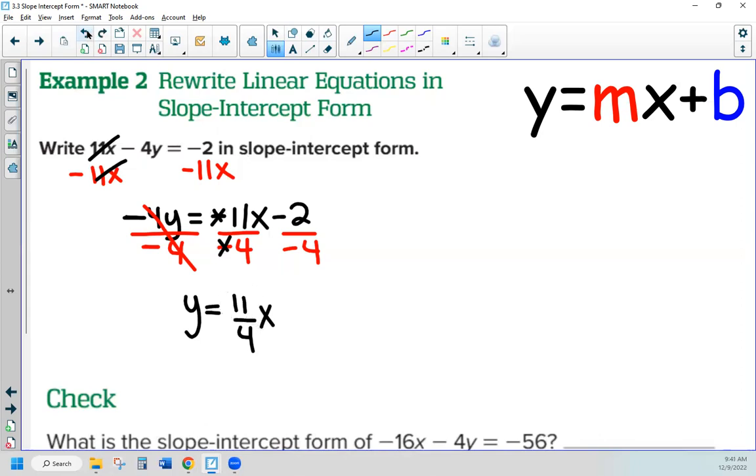Okay, and then lastly, negative divided by a negative is a positive. So I'm going to follow it by a plus, and then 2 divided by 4 is the same thing as 1/2. I'm done. This is it.